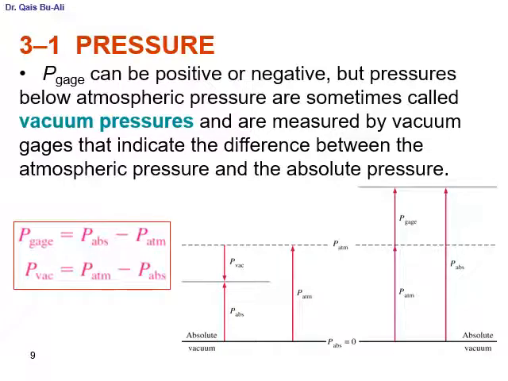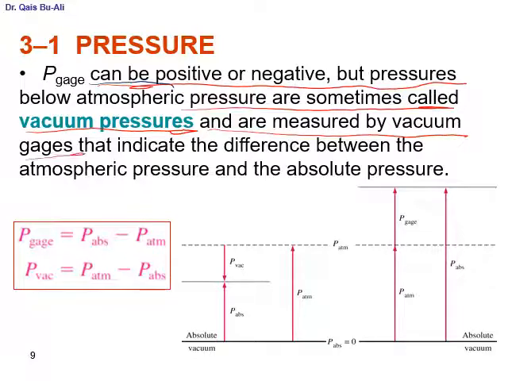So P gauge can be positive or it can be negative. But pressures below atmospheric pressure are sometimes called vacuum pressures. So if we have a pressure that is lower than atmospheric pressure, the gauge pressure is called vacuum pressure, and it is measured by vacuum gauges. And again, that indicates the difference between the atmospheric pressure and the absolute pressure.